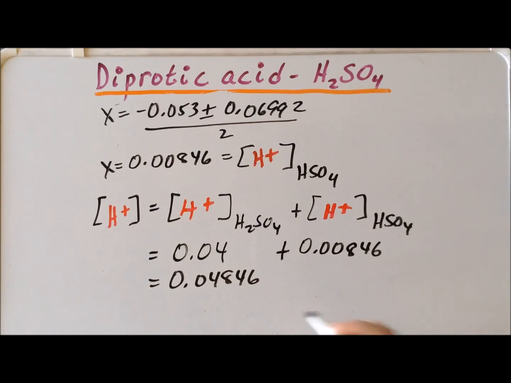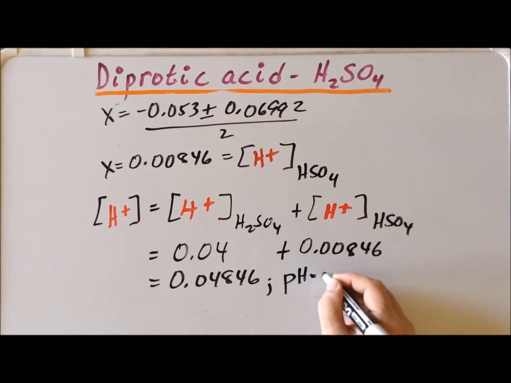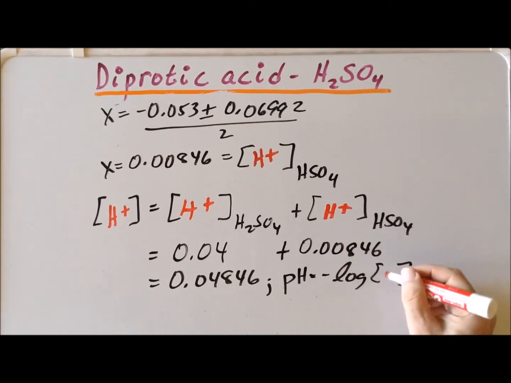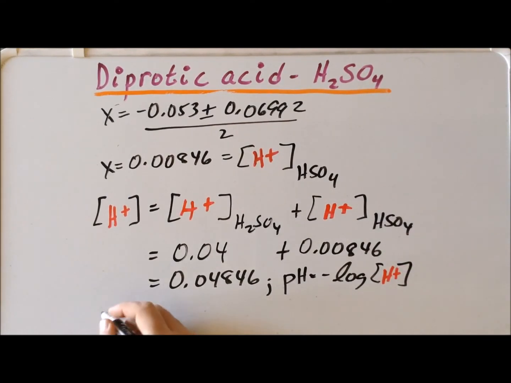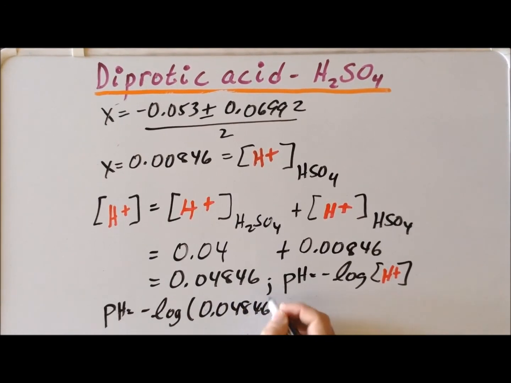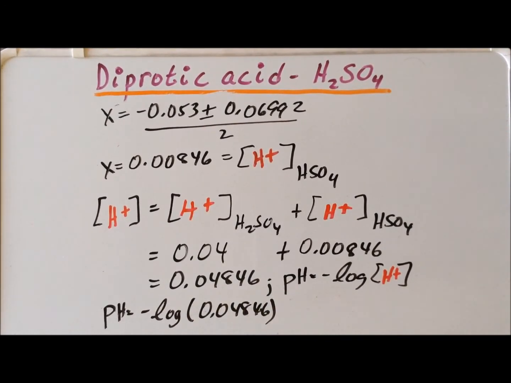So now the only thing left to do is to recall that pH is the negative log of the concentration of H plus, the total concentration of H plus. So the pH is going to be the negative log of 0.04846. And once we do that, we get that the pH of this solution is going to be 1.31.